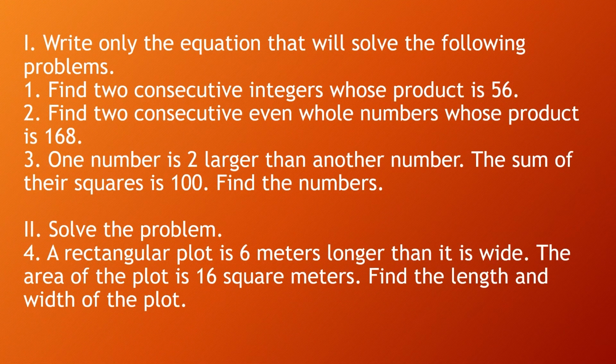In your notebook, answer the following. First part, write only the equation that will solve the following problems. Number 1, find two consecutive integers whose product is 56. Number 2, find two consecutive even whole numbers whose product is 168. Number 3, one number is 2 larger than the other number. The sum of their squares is 100. Find the numbers. Second part, solve the problem.